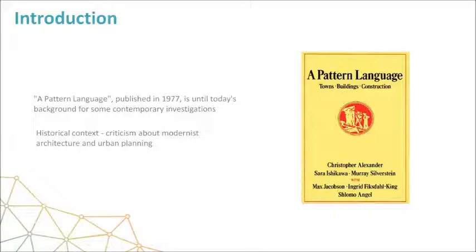One of the most significant public space studies, A Pattern Language, published in 1977, is until today a background for some contemporary investigations. The book appeared in the middle of criticism about modernist architecture and urban planning, questioned in the 1960s and the 1970s, also by authors such as Jane Jacobs and William White.